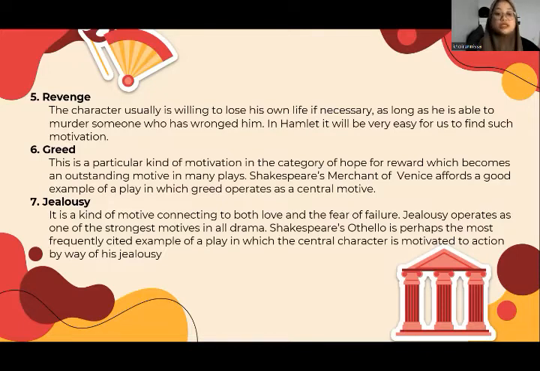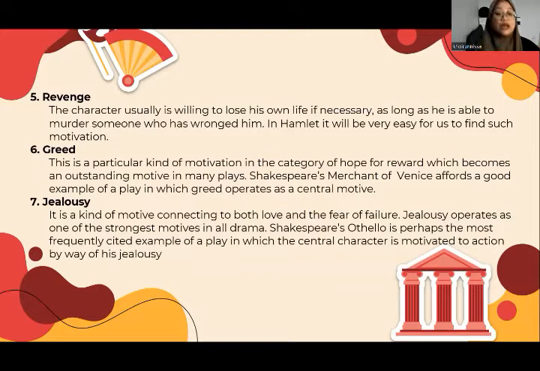For the sixth is greed. This is a particular kind of motivation in the category of hope for reward, which becomes an outstanding motive in many places. Shakespeare's version of Venice affords a good example of a play in which greed operates as a central motive. And the last is jealousy.